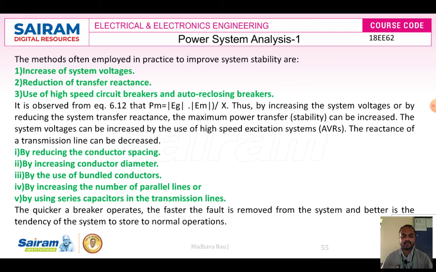So, third point we can say bundled conductors. By increasing the number of parallel lines, by using series capacitors in the transmission line. Series capacitors also we can use, and we can improve the transient stability.